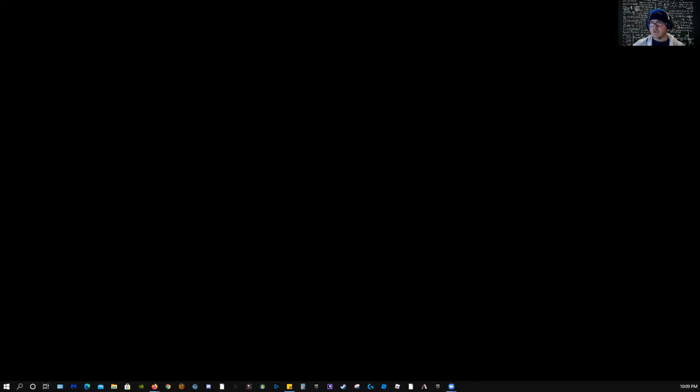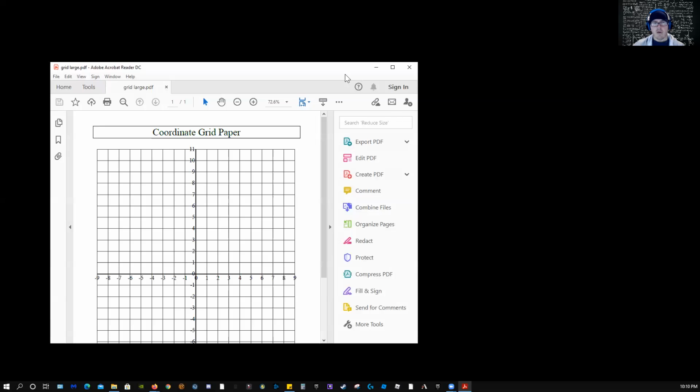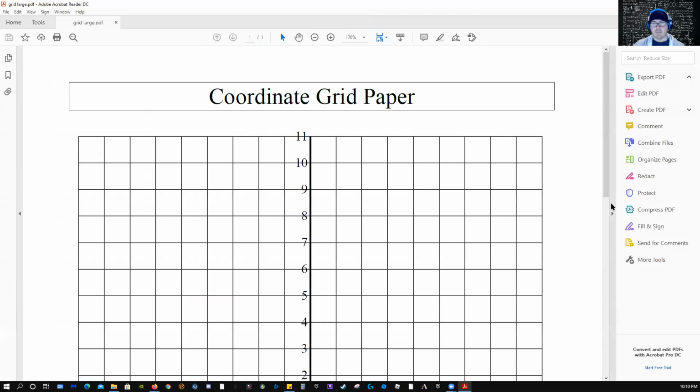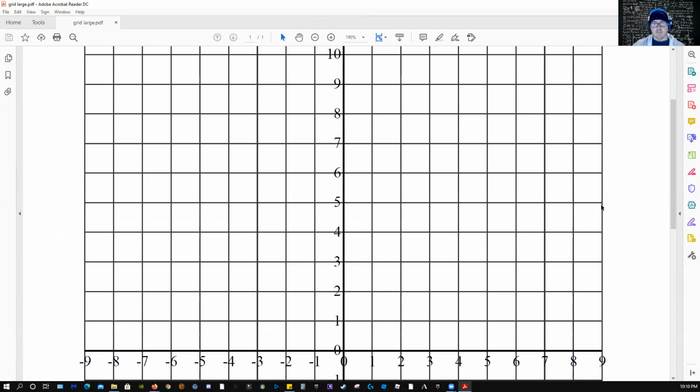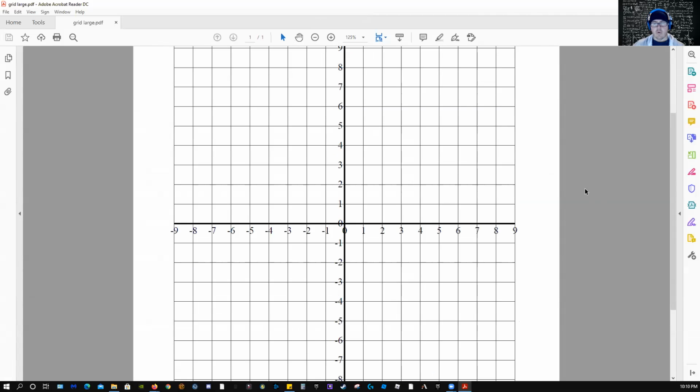Oh, I downloaded a picture of a blank grid and then my computer said, nope, not opening that file. Okay, one second. There, that works. Okay, so here's some grid paper. Go us.